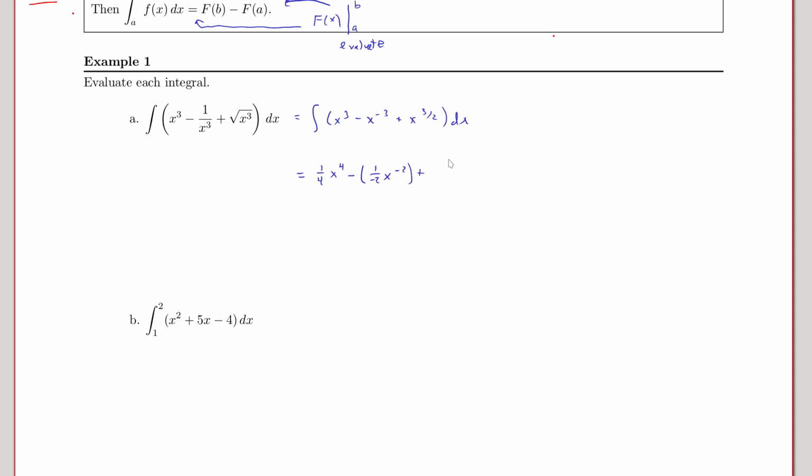And then we have plus. Over here, we're going to add 1, so that would give me 5/2, and then we're going to multiply by the reciprocal.